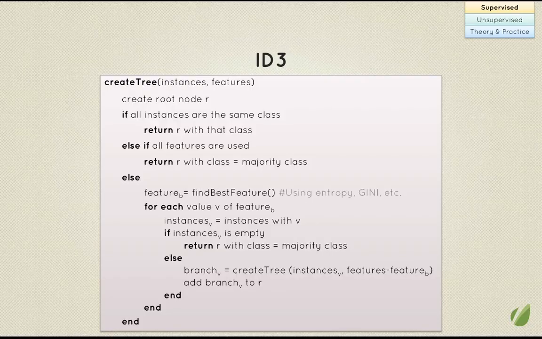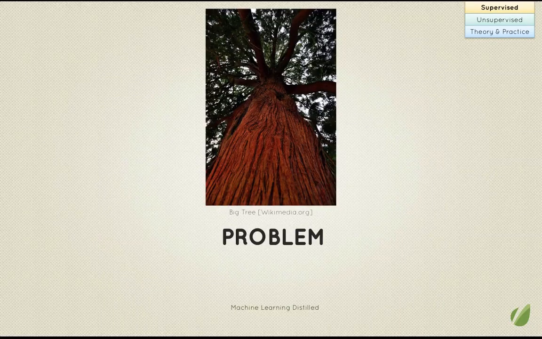This is the ID3 algorithm. Now, the problem with decision trees is they get big and they get complex. And when we get really large trees and really complex trees, they often will overfit the data. They'll just end up memorizing the data instead of understanding the underlying pattern.